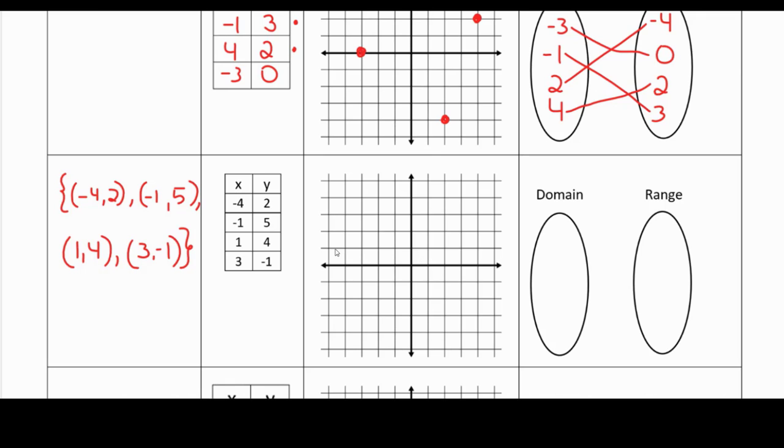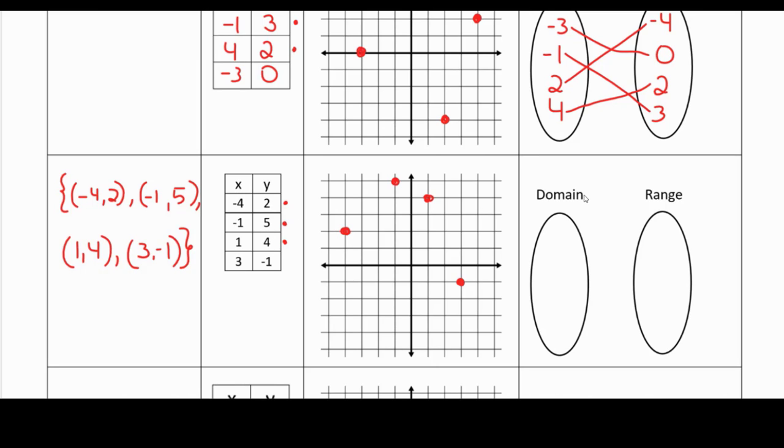Now that I have that, let's go ahead and plot this in the coordinate plane. So negative 4, 2 is my first point. So it'll be 1, 2, 3, 4 to the left, and then up 2. Then the next pair will be negative 1, comma 5. So negative 1 to the left, and then 1, 2, 3, 4, 5 up. The next one is positive 1, so positive 1 to the right, 1, 2, 3, 4 up. And then the last one is 3, negative 1, so positive 3 goes to the right 3, and then down 1. And there we go, we have the 4 points.